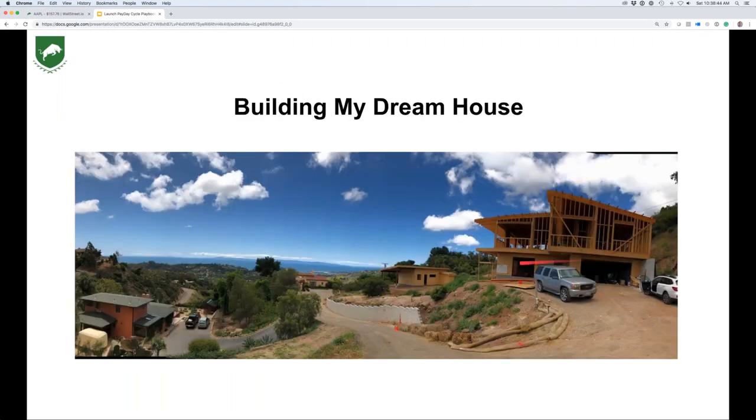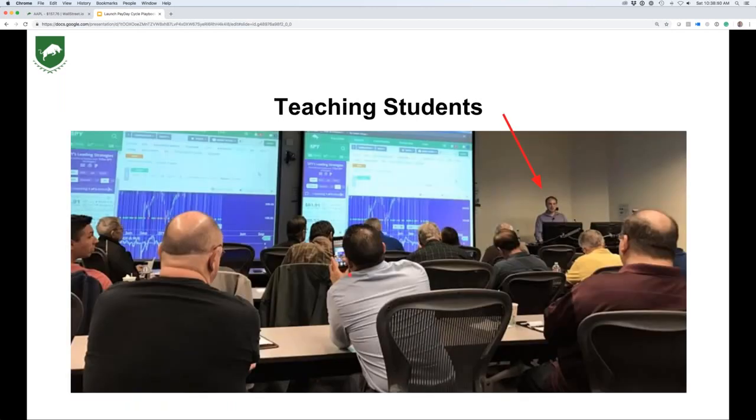Currently building my dream home here in Santa Barbara. You can see this big house right here, my guest house, overlooking Santa Barbara Channel Islands. I get flown around the country now to teach payday cycle methods to people and show them how I trade with it. This is me in Phoenix, teaching at an options trader group.